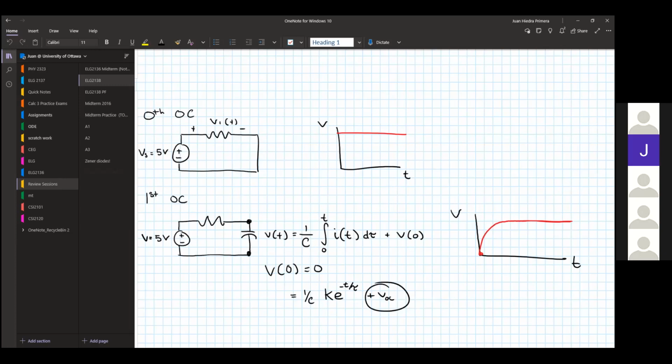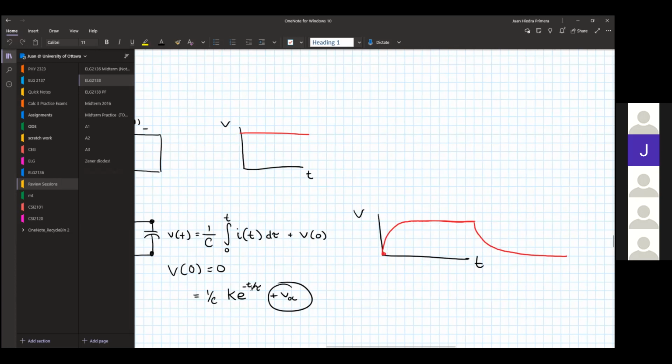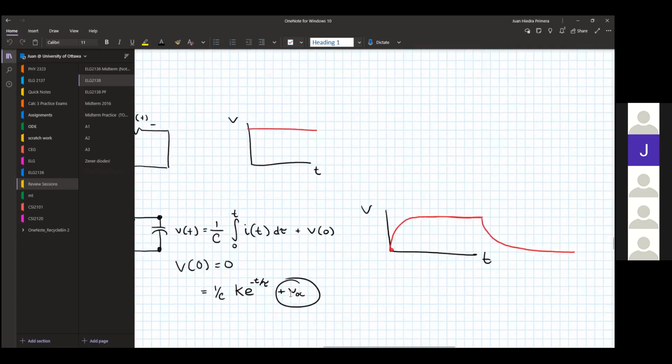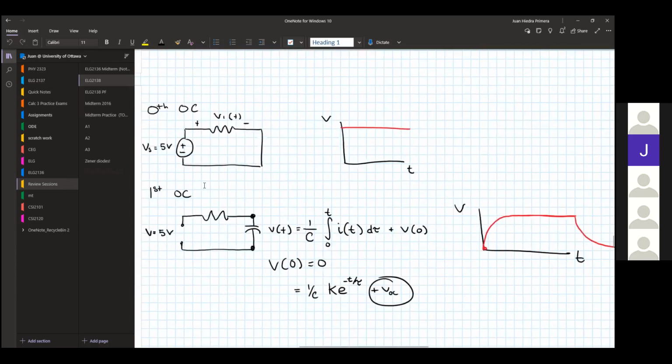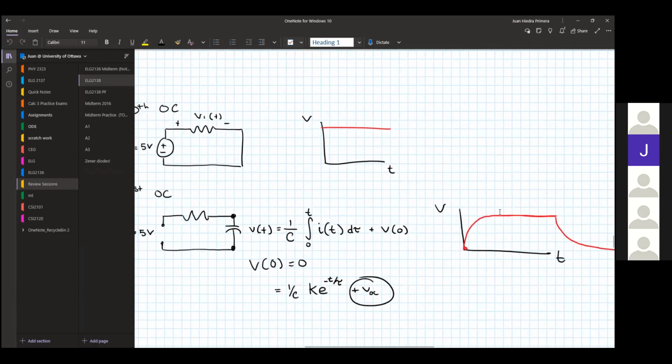Same thing with the discharge. If you were to somehow unplug the voltage source, the capacitor would then begin to discharge like this. And as time keeps increasing, you would reach 0. So that's the idea of differentiating the first order circuit from the second order circuit. The first order circuit reaches a certain point at which it caps out, where it's at a steady state. Yeah, for constant input. What about step functions and sinusoidal voltages?